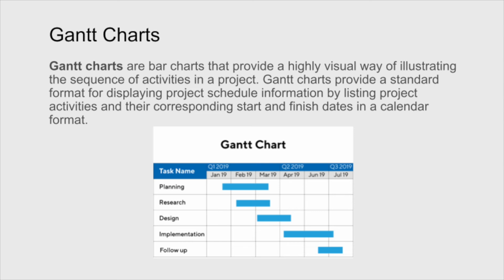The implementation of the design really is dependent on the design being largely finished. So we see that it moves a little bit to the right of that. That goes from April through to July. And then the follow-up can start after most of that is done, and that would run through July as well. That's what a Gantt chart does.